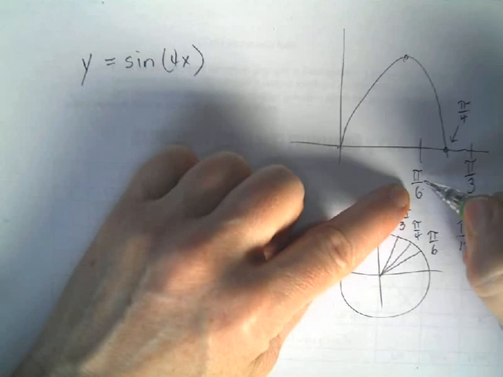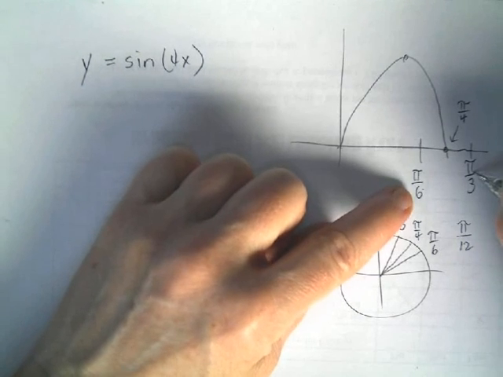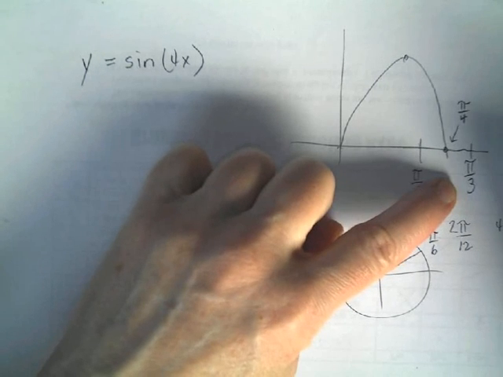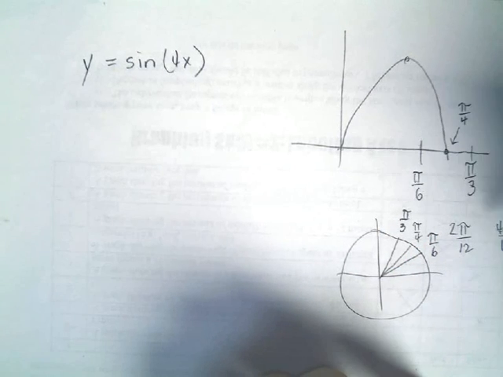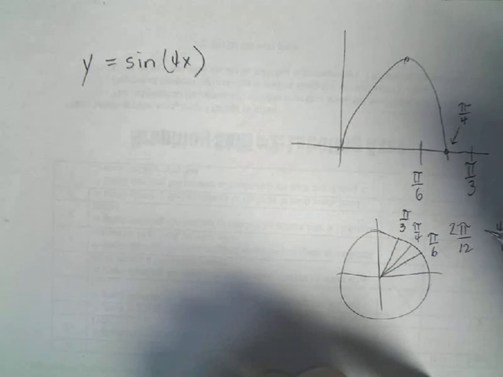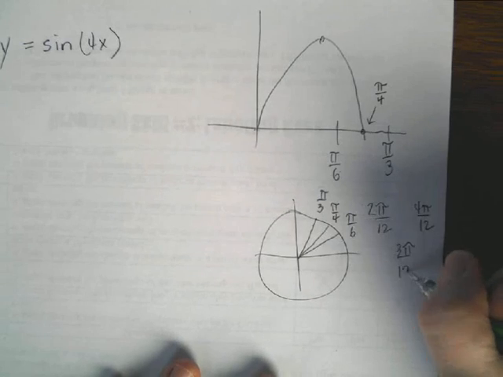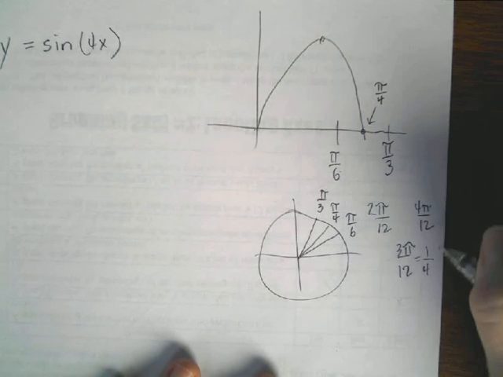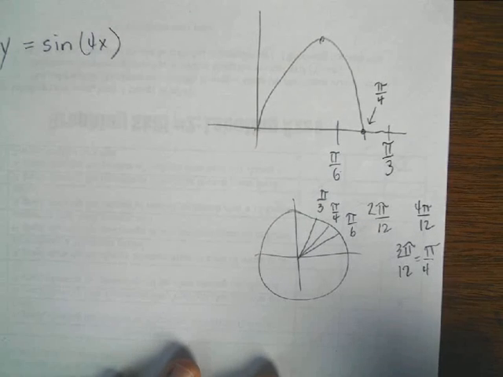Some of you changed pi over 6 to 2 pi over 12, and this one to 4 pi over 12. And then you said, okay, what's halfway between 2 pi and 4 pi? That would be 3 pi. So 3 pi over 12, which reduces to 1/4 pi, or pi over 4. Okay, so I saw it done a bunch of ways.